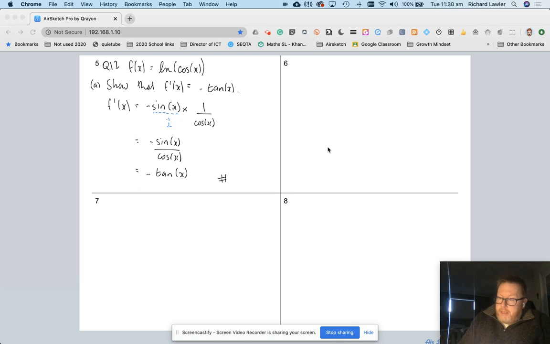Okay, part B. It says hence show that the integral, or find the integral of tan of x ln of cosine of x with respect to x. So this is how we would go about it. It looks really complicated, but it's actually not. It's just reverse chain rule again, really.